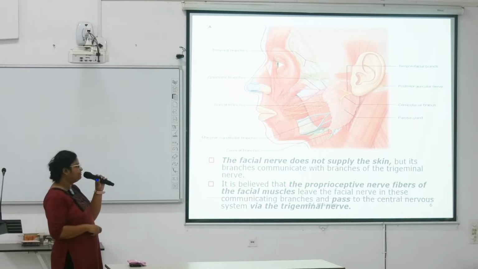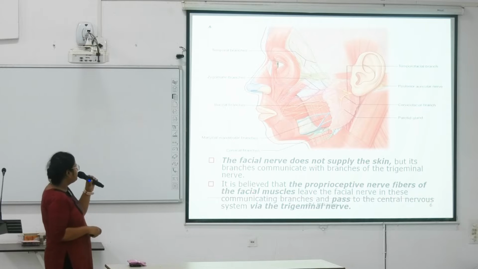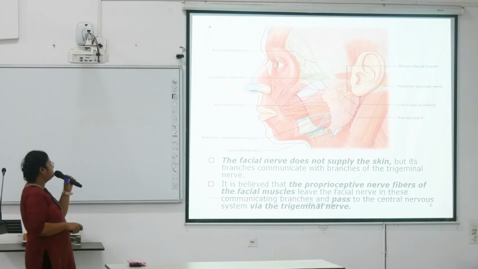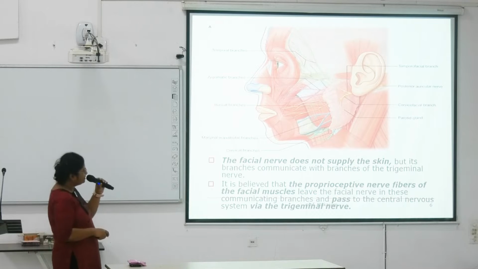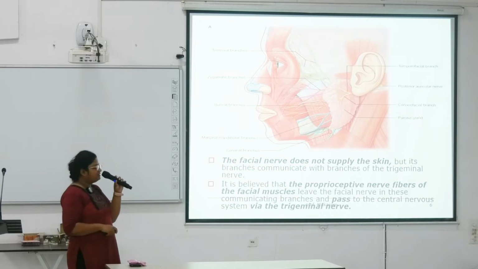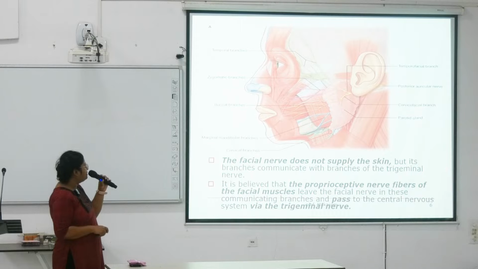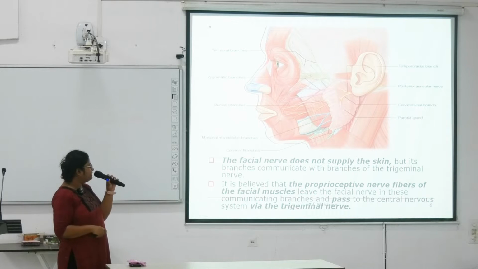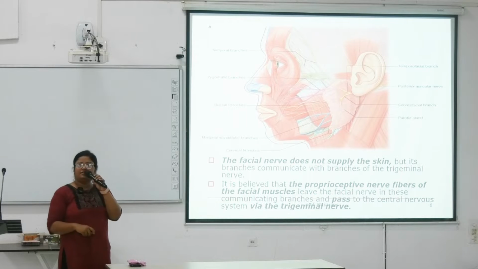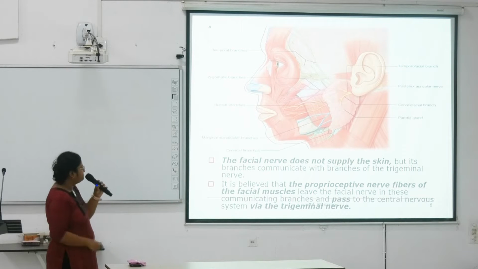nerve fibers of the facial muscles leave the facial nerve in these communicating branches and pass to the central nervous system via the trigeminal nerve. Okay, so mainly all the sensations, pain, touch, temperature, and also the proprioceptive sensation from the muscles, all these are carried by branches from the trigeminal nerve. Okay, next.